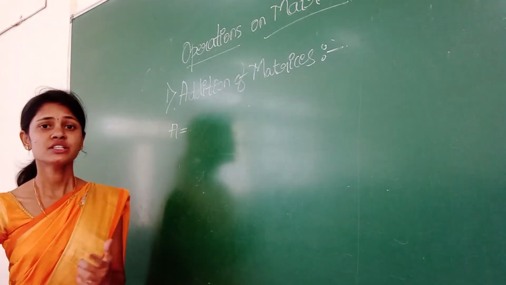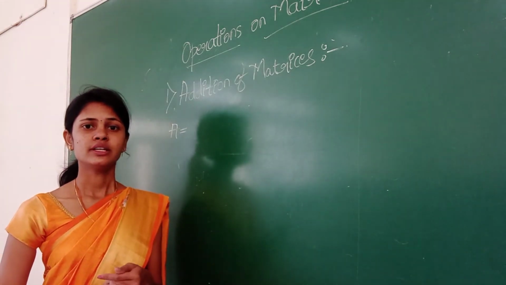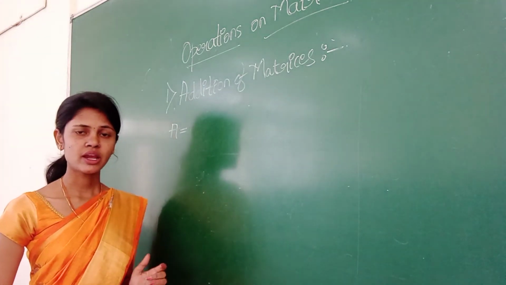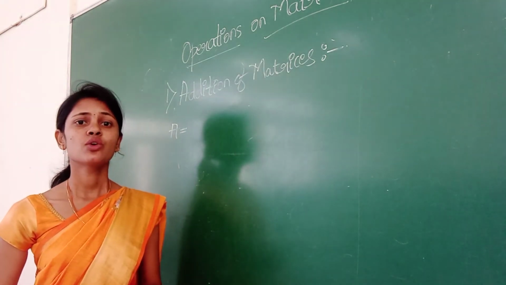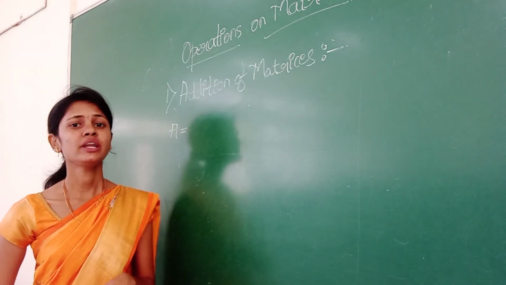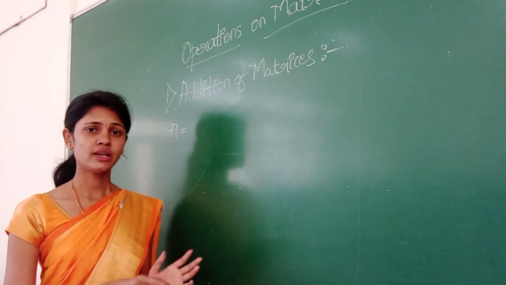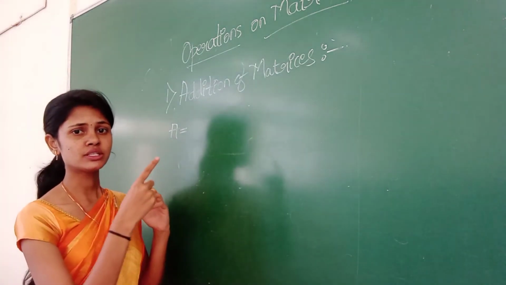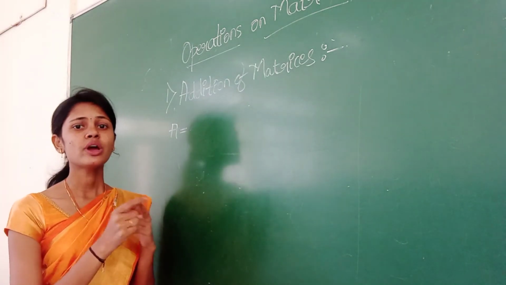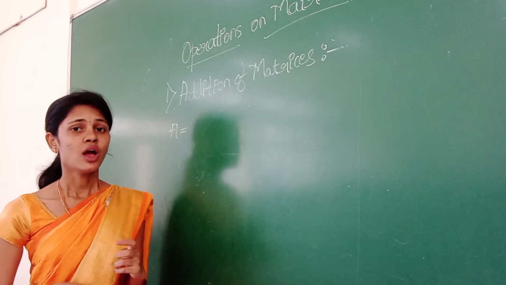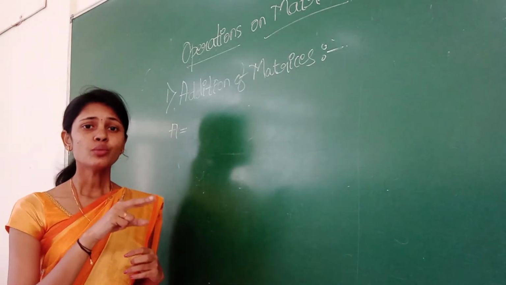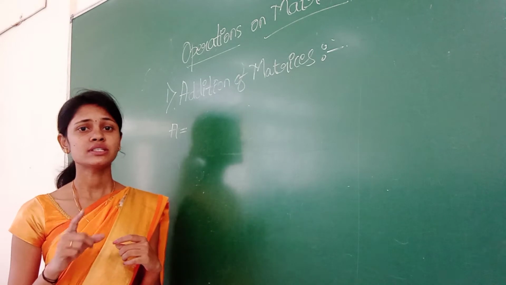So for the addition of two matrices, that is, if you consider a matrix A and matrix B, you must go for adding the corresponding elements in two matrices. You must add elements which are corresponding to each other. You must add those two elements in that matrix and further the two matrices must be having the same order.